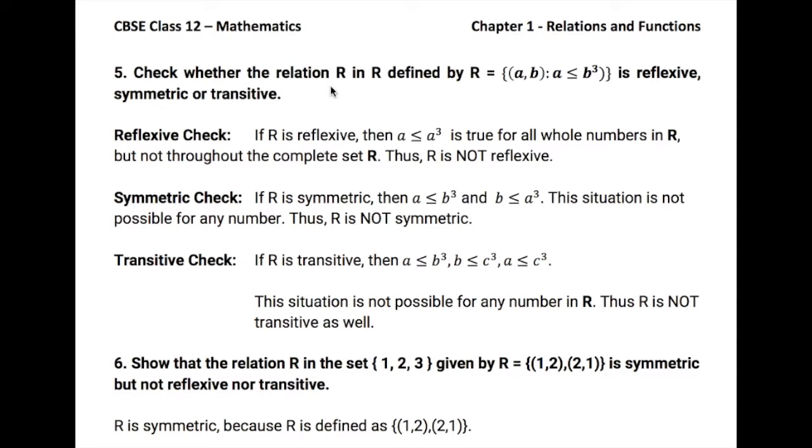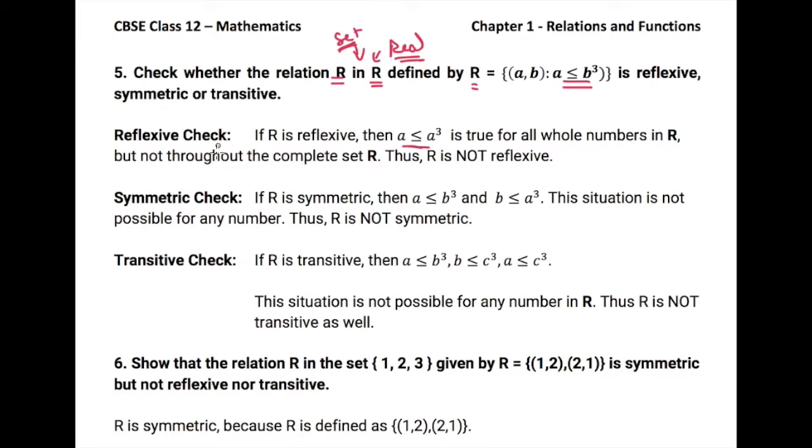Now let us move on to the next question. Here this R is relation and this R is nothing but real numbers. That is, this is the set of all real numbers. In this set, the relation is defined as a ≤ b³. For the reflexive check, a should be less than or equal to a³.